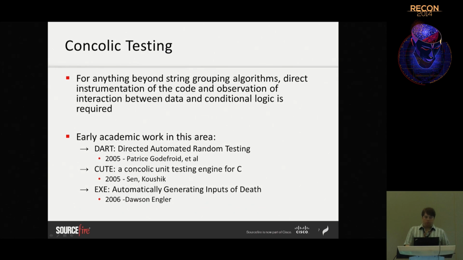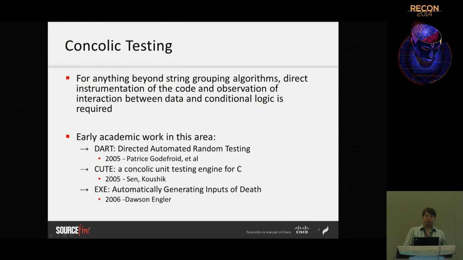So anything beyond string grouping algorithms, we need to have a system for instrumenting the code so that we're able to observe it. We need to be able to follow data through the process so that we can see where external input interacts with conditional constraints inside of the program that allow you to take one branch versus the other. And then we need a system for tying that all together in order to solve those constraints and be able to interpret what those code branches mean and modify the input data.